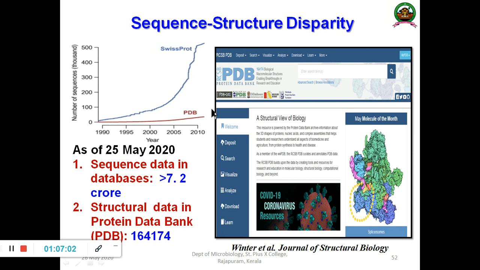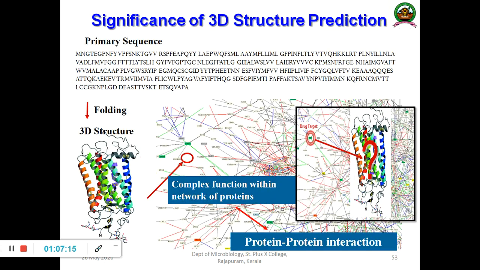So I told you, for 95% of the proteins, the three-dimensional structures are still not available. That is the problem over here. Then what do you do? It is very essential to determine the three-dimensional structure. Why? Because I told you the significance of three-dimensional structure. This is the primary sequence data, and they fold into very specific three-dimensional structures, and they form a complex network. Then this complex network is the functional compartment of the body.